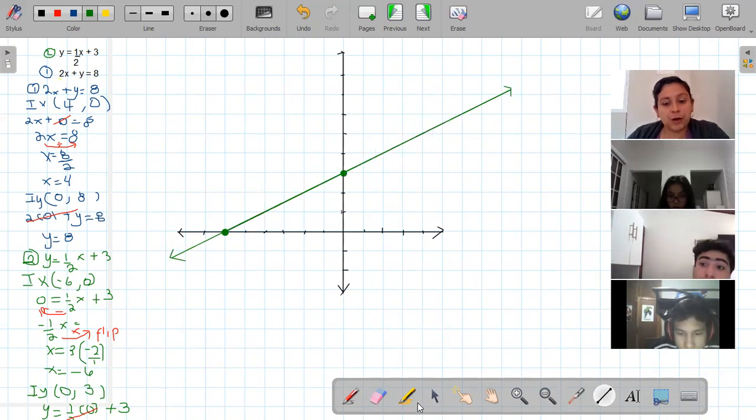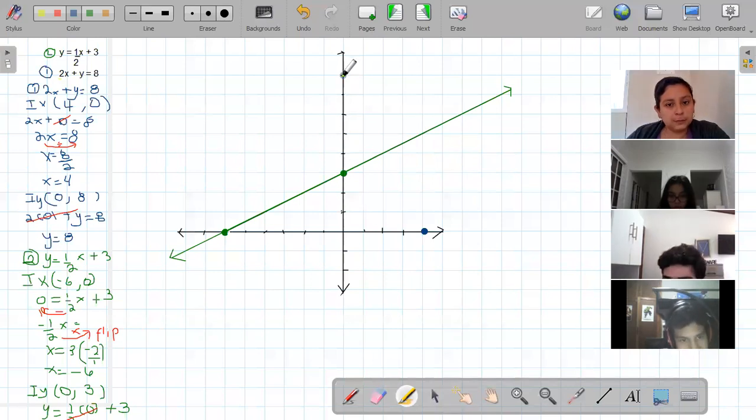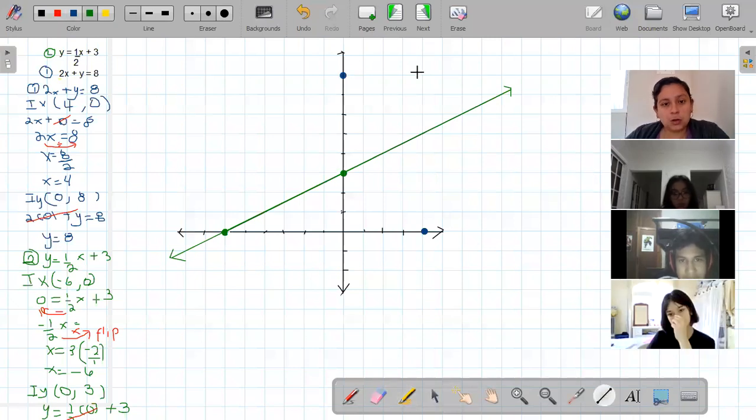And now I'm going to graph the blue one. We have 4, comma 0, 1, 2, 3, 4. And we have 0, comma 8. 1, 2, 3, 4, 5, 6, 7, 8. I also connect those 2 points with a straight line, passing through the center of those points.